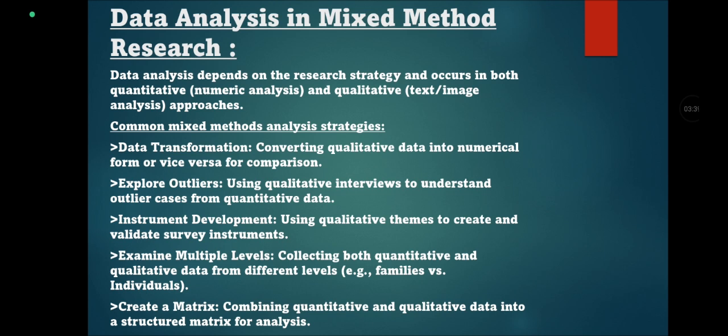Explore outliers: using qualitative interviews to understand outlier cases from quantitative data. Instrument development: using qualitative themes to create and validate survey instruments. Examine multiple levels: collecting both quantitative and qualitative data from different levels. In the creation of a matrix part, it mainly combines quantitative and qualitative data into a structured matrix for analysis.